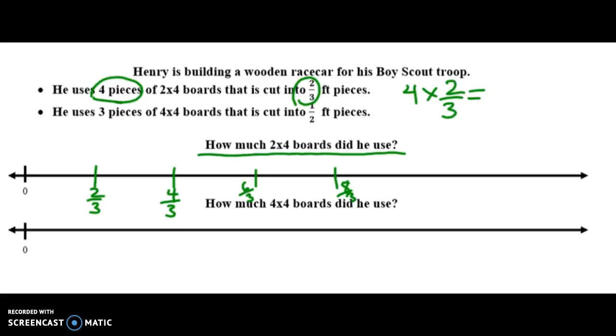It is 4 times 2/3. I will use my number line 1, 2, 3, 4, thus giving my answer of 8/3.